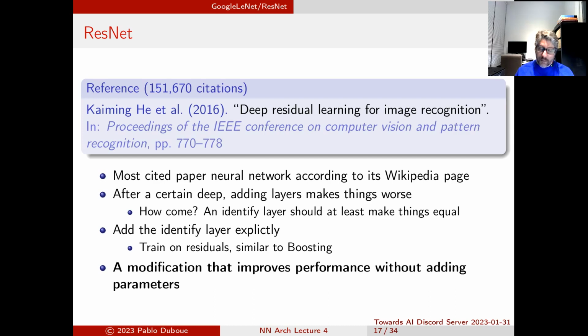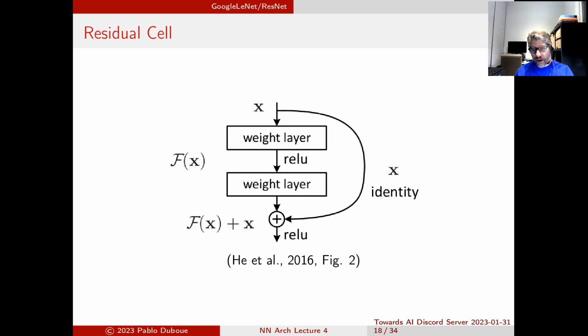So by this simple modification, they improve performance, and this modification itself in the residual cell that we're going to see next doesn't add additional parameters. So think about how powerful this is. They improve performance without adding any parameters. And again, residual connections are also a key component of the transformer cell that we are going to see in 2 lectures from now.